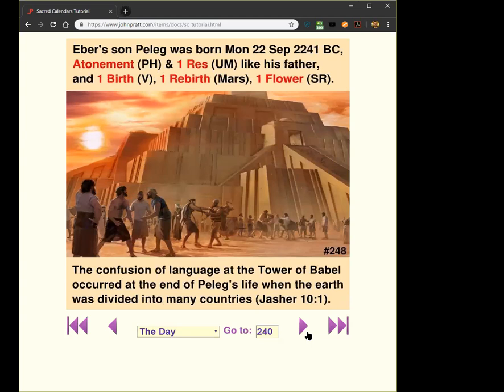Anyway, that's when the earth, now Jasher says it was divided into many countries. It doesn't talk about continents drifting apart. It says that before that, all the people were of one language. They all lived together. Nimrod was like the world emperor, and that had to stop. He's the one that built the tower.